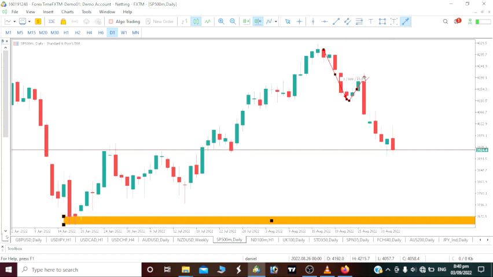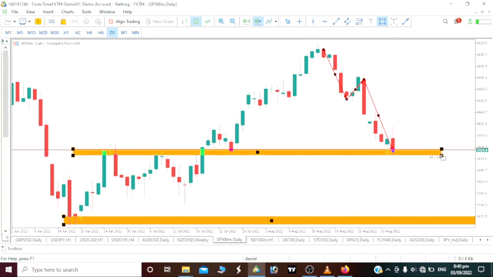There was a correction, right? There was another impulse move here. So I still believe we will be having a correction here. I personally believe, because this is a key level.